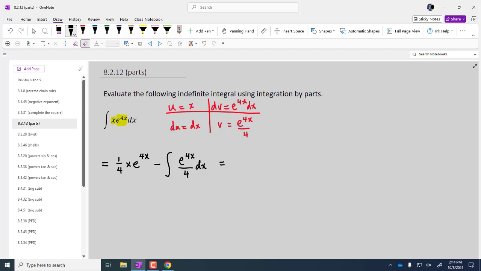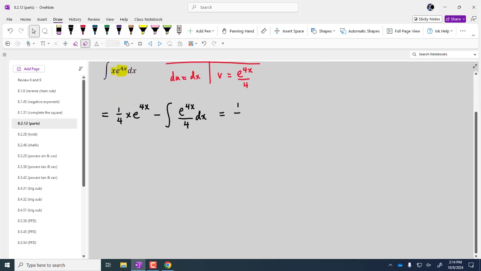And this is our crossroads. This is where we look at the new integral, compare it to the old integral, and if it's simpler, we're doing things right. If it's more complicated, go back and switch your u and your dv. Obviously, this is easier. There's no x anymore, so it got simpler. If it gets simpler, you just keep on going.